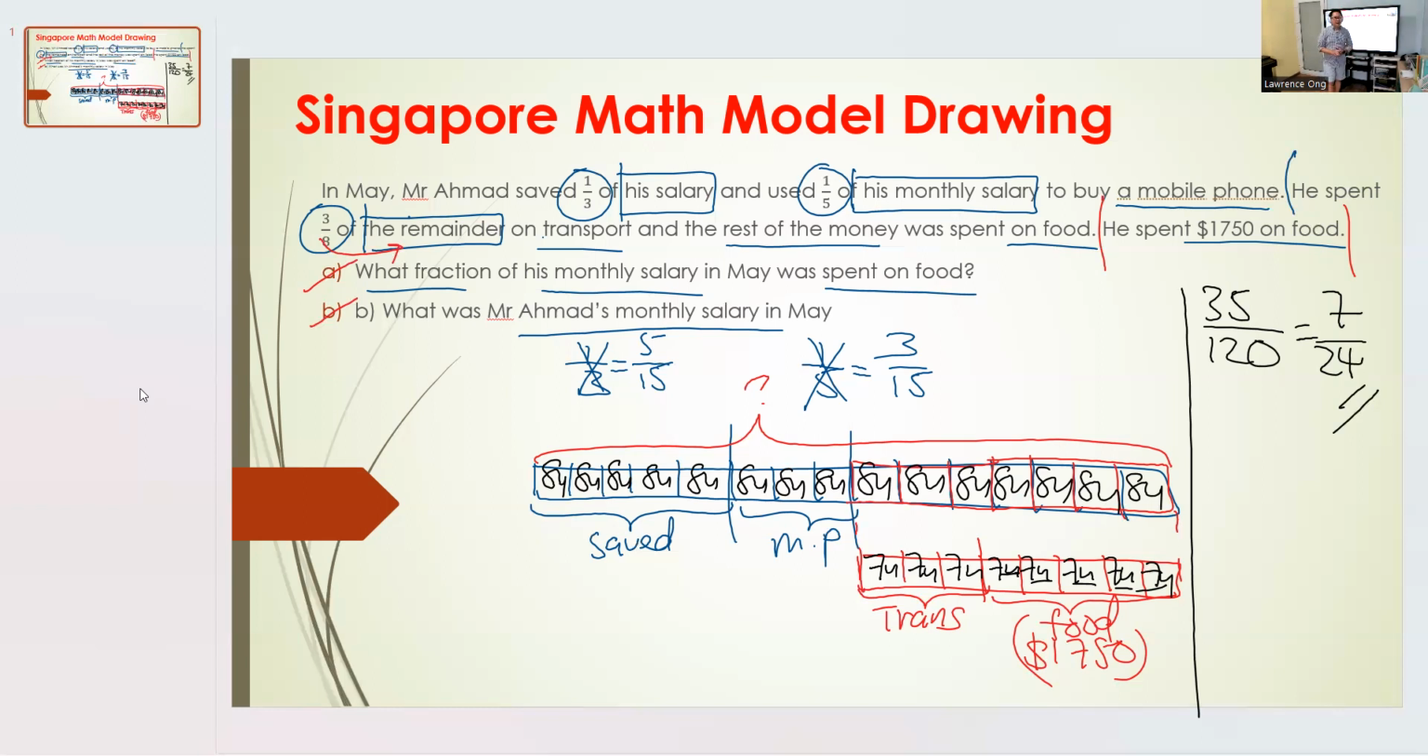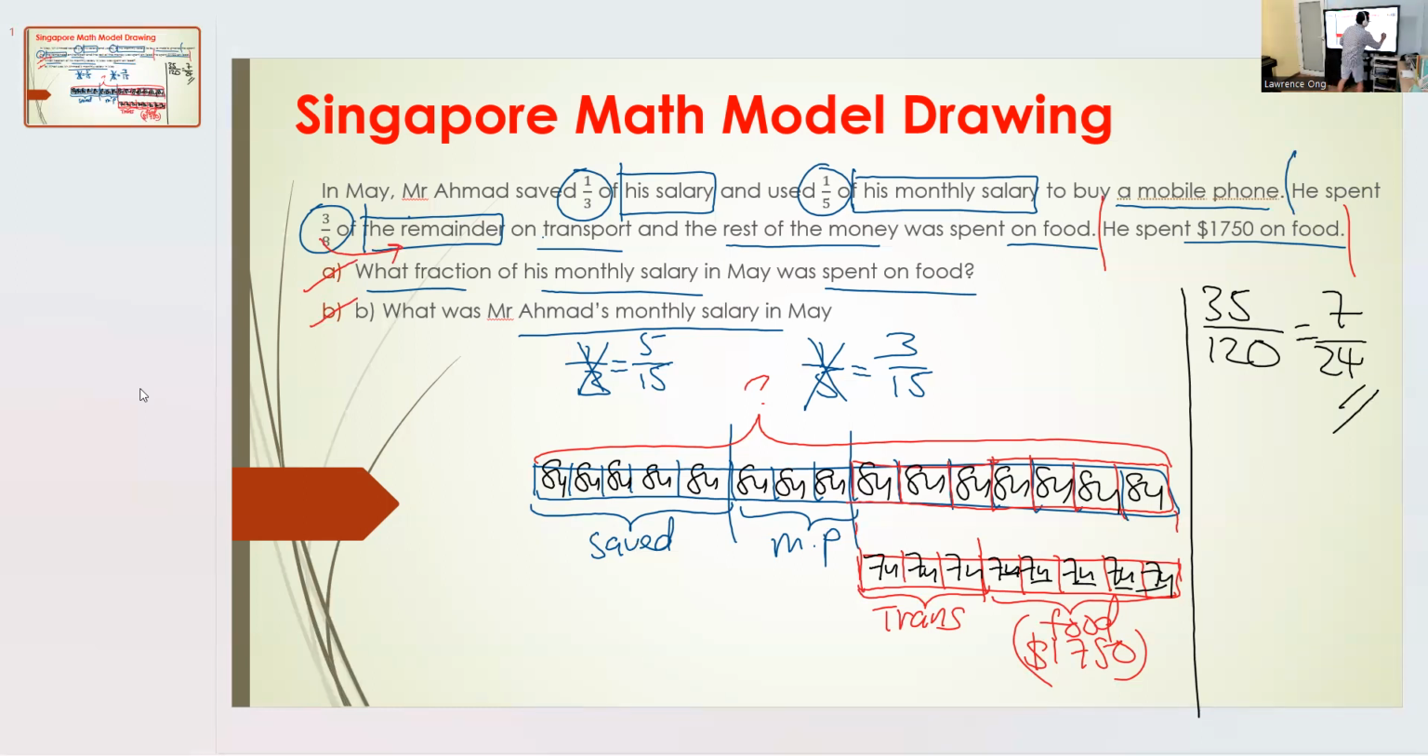So you can see that there are no steps when you do part A, right? Because the model has given you the fraction. You are able to use the model to work out the fraction answer very fast without any steps. So this is the effectiveness of model drawing. And how about part B? Can we do part B? Yes, we can. The model will guide you. If you have a good model, it will guide you.